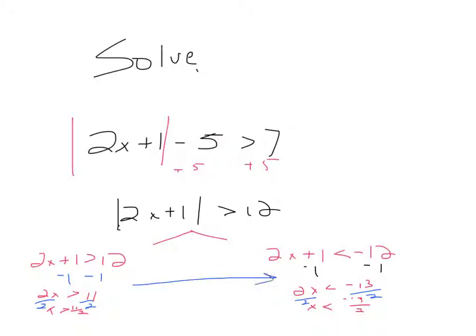So when I do that, I'm just going to do negative 13 over 2. I'm going to do 11 over 2. Put 0 right in the middle. Open or closed dot on the 11 over 2? Open. I'm greater than 11 over 2, so I need to be bigger. Shaded to the right. On the negative 13 over 2, I'm an open dot as well. And I'm going to be shaded to the left here because we're less than negative 13 over 2.